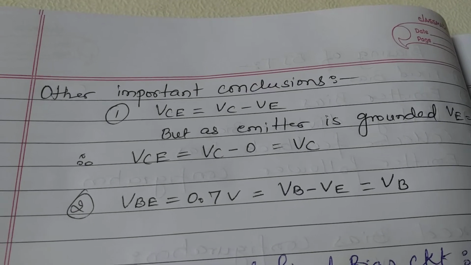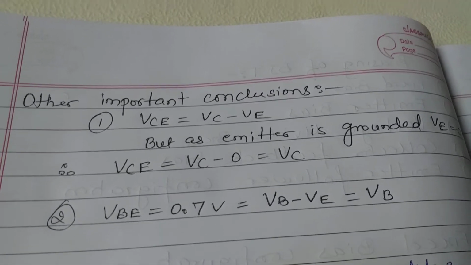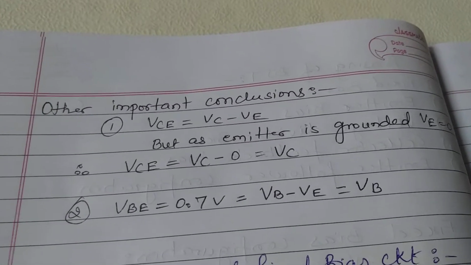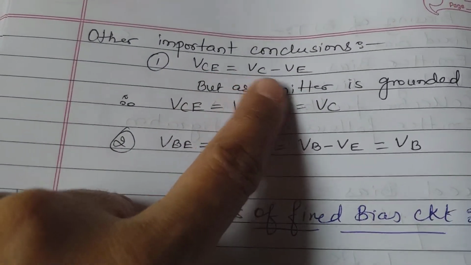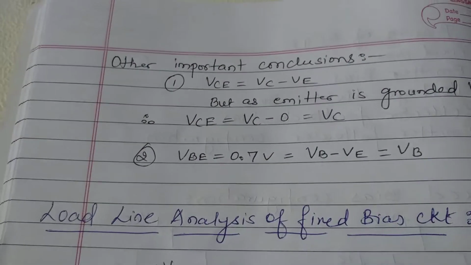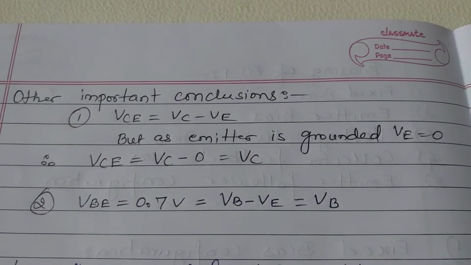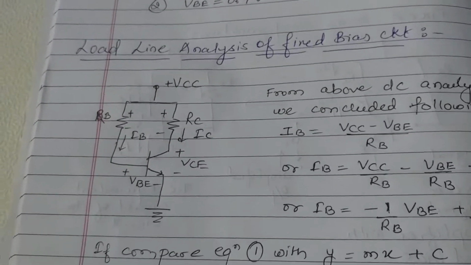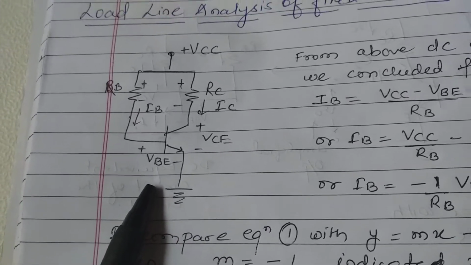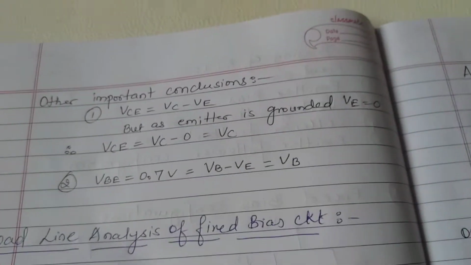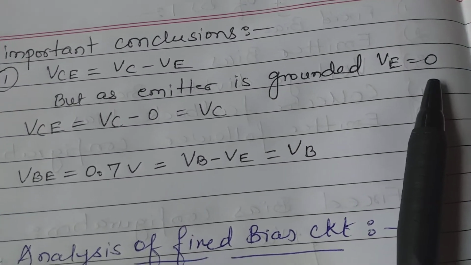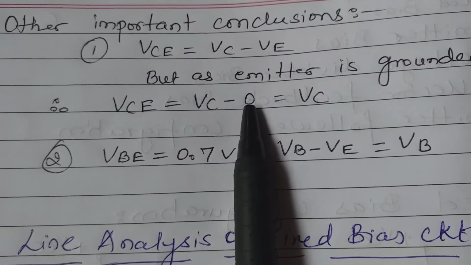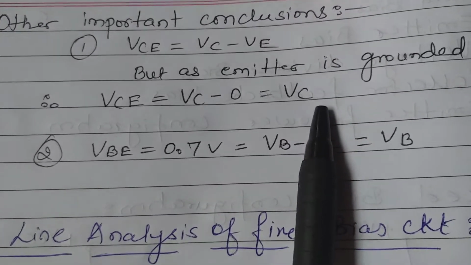We can also derive the following important conclusions from the circuit. We all know that VCE, double subscript, can be written as VC minus VE. But in the given circuit, that is the fixed bias circuit, the emitter is grounded. So we can say that VE is equal to 0. Therefore, VCE is equal to VC minus 0, that is VC.